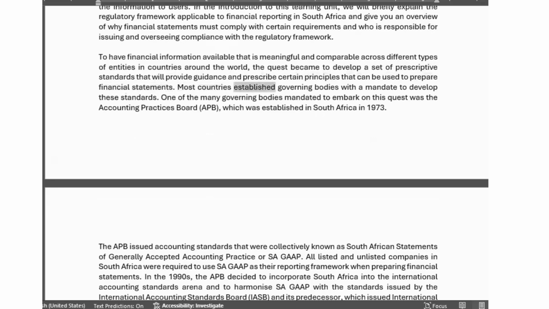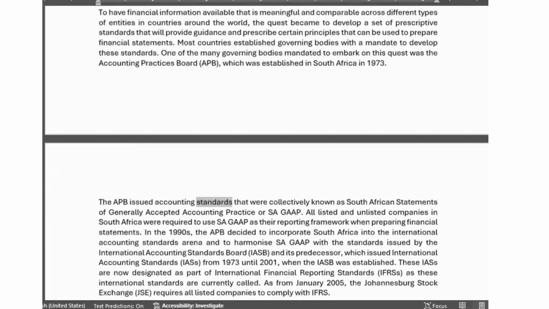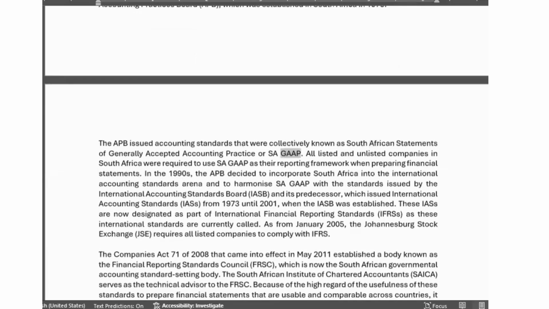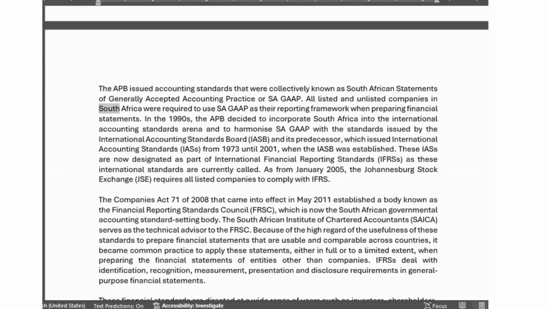Most countries established governing bodies with a mandate to develop these standards. One of the many governing bodies mandated to embark on this quest was the Accounting Practices Board, APB, which was established in South Africa in 1973. The APB issued accounting standards that were collectively known as South African Statements of Generally Accepted Accounting Practice or SA-GAAP. All listed and unlisted companies in South Africa were required to use SA-GAAP as their reporting framework when preparing financial statements.